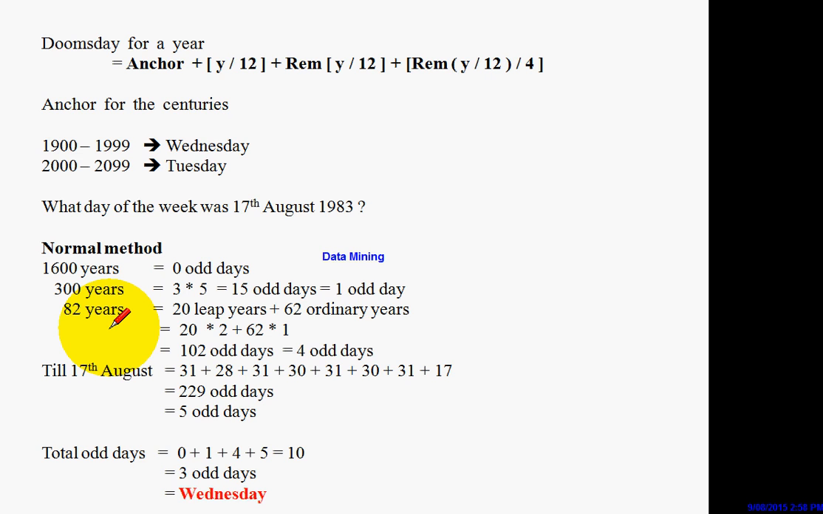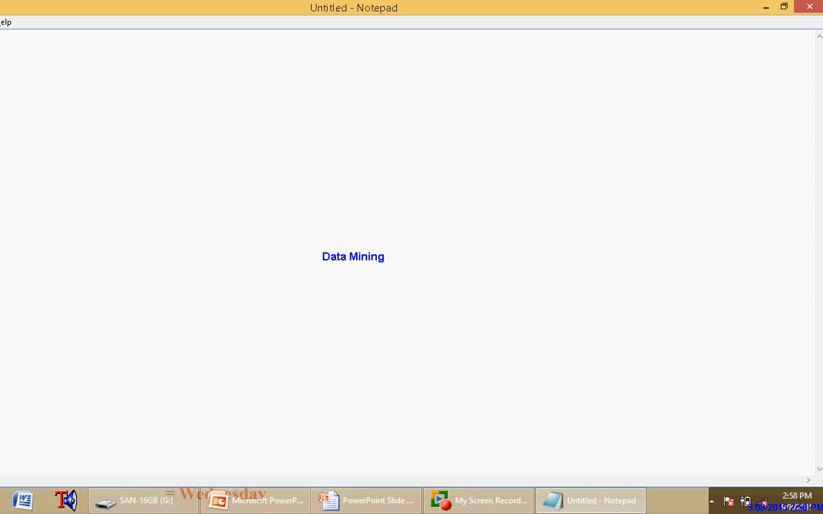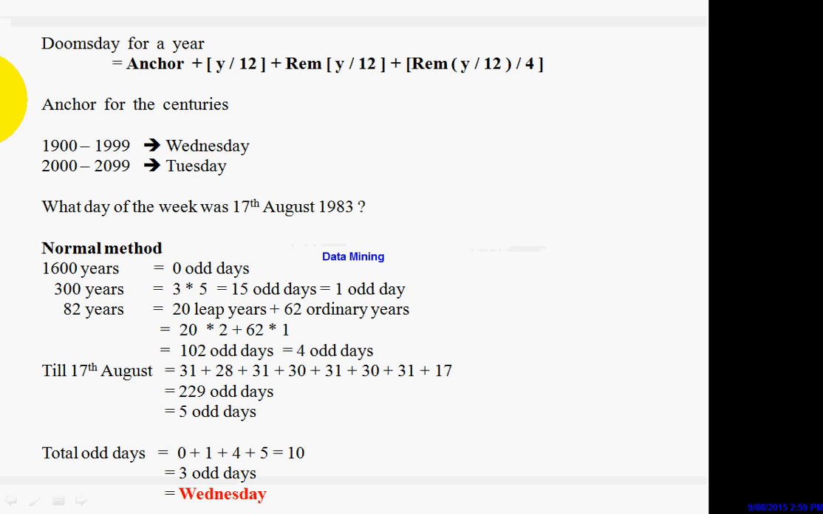Next we come to the year 1983, because we have divided the year into two parts, 1982 and 1983. For 1982 we have calculated the number of odd days, so for 1983 we need to calculate the number of odd days as well. How do we calculate it? In 1983 they have also mentioned the month, 17th August, so till 17th August we need to calculate the number of odd days.